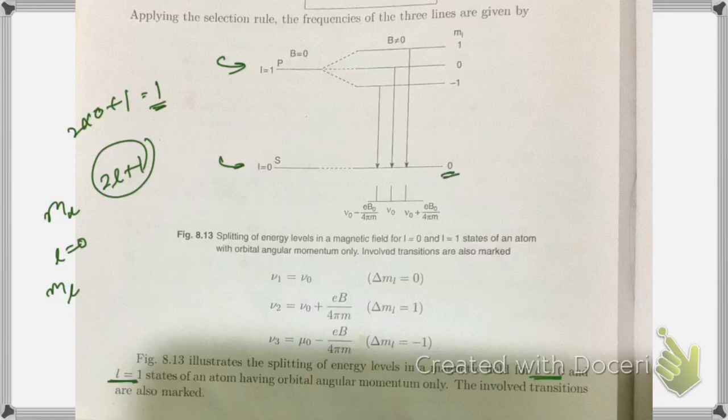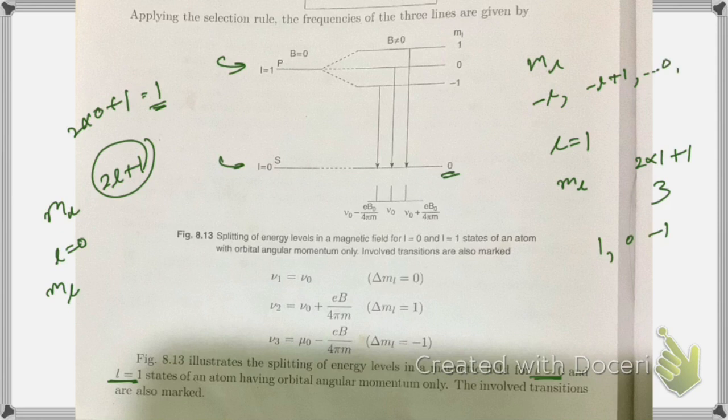Now if you take L is equal to 1, then ML will have 2 into 1 plus 1, that means 3 values. And those will be 1, 0, minus 1, because we have already got that the values of ML are given by minus L, minus L plus 1, dot dot, 0, then again up to L minus 1, L. So that's the logic here, and that is what we have applied.